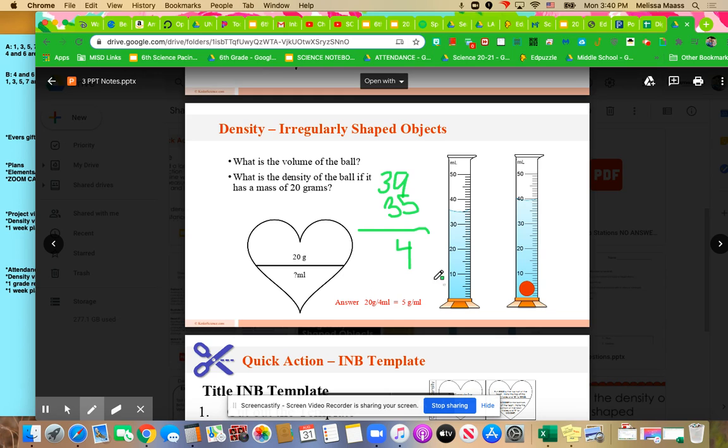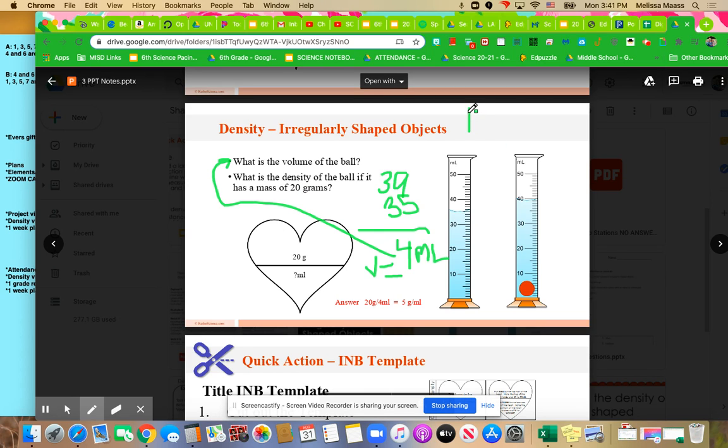Now, this answer is not the density answer. So we just answered this first question, okay? We just found the volume. We know this is the volume, okay? So now we need to find the density.